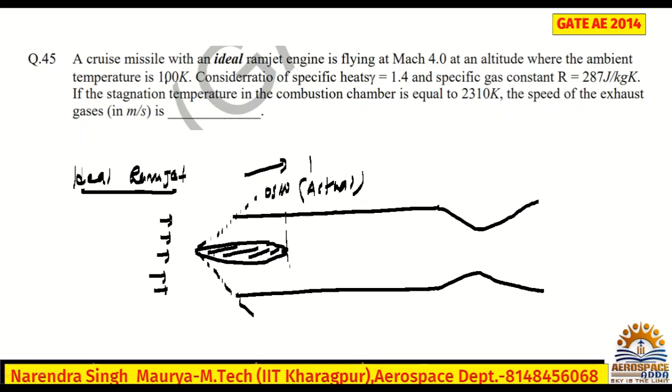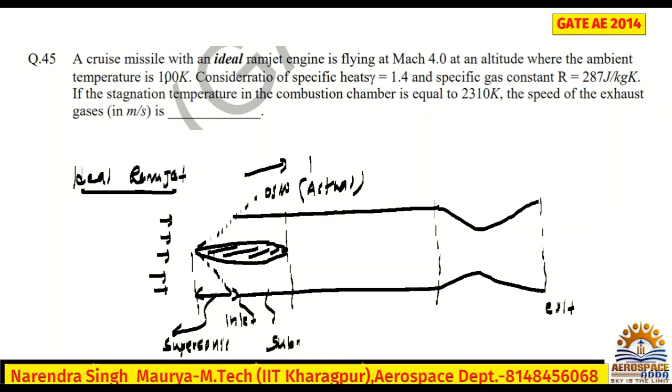Now up to here, this is the combustion chamber and this is the nozzle. This is the exit, and here we have the inlet. This inlet will be divided into two parts. This is the supersonic part, and this is the subsonic inlet, like a diffuser. And this is the combustion chamber.